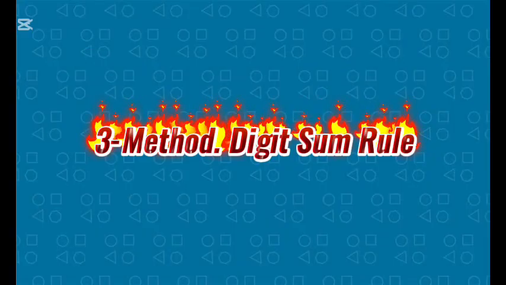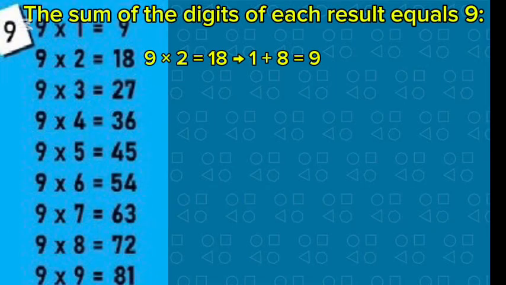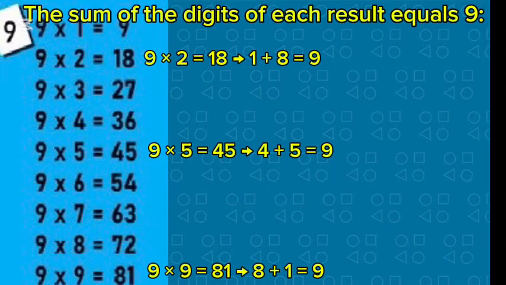Method 3, digit sum rule. The sum of the digits of each result equals 9. 9 times 2 equals 18 gives 1 plus 8 equals 9. 9 times 5 equals 45 gives 4 plus 5 equals 9. 9 times 9 equals 81 gives 8 plus 1 equals 9.